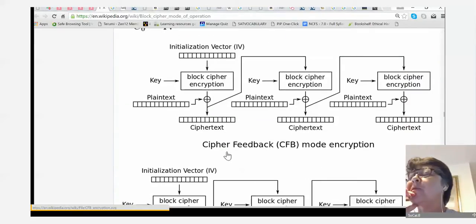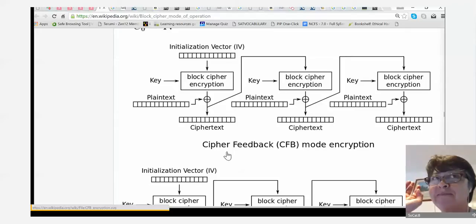Here we go. This is cipher feedback, and notice that this looks way different from what we've seen before in ECB and CBC. You have the IV going into the block cipher. Interesting, the IV goes in. Then you XOR it with the plaintext, and you get a ciphertext. You take that ciphertext, and that's what becomes the IV. Then you XOR with the plaintext, and the ciphertext keeps going in that direction.